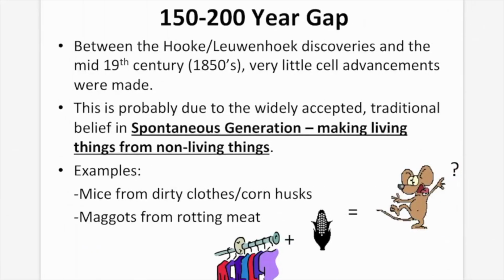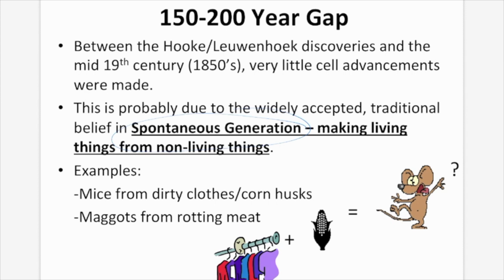So 150 to 200 year gap. Between Hooke and Leeuwenhoek's discoveries and the mid-19th century, so around 1850, very little cell advancements were made, and this is generally thought to be caused by the spontaneous generation idea. So the traditional idea that things are just materialized out of non-living things. So for instance, mice come from dirty clothes or corn husks, because of course if you have dirty clothes laying on the ground, or you have corn husks, you will generally find mice. And another one, maggots from rotting meat. So if you leave meat out rotting for a very long time, of course you'll eventually see maggots starting to form. Those are the kind of nasty little white bug-looking things.